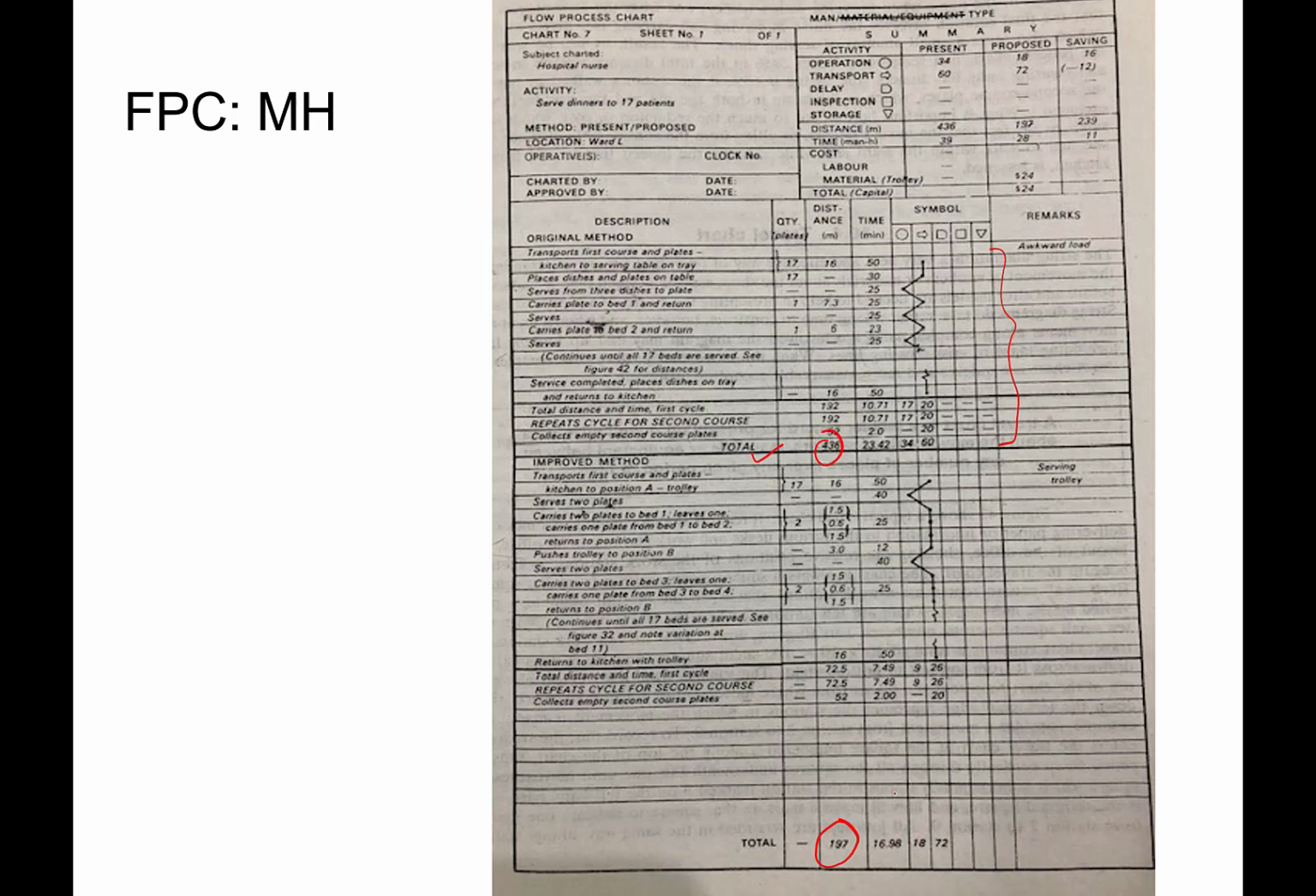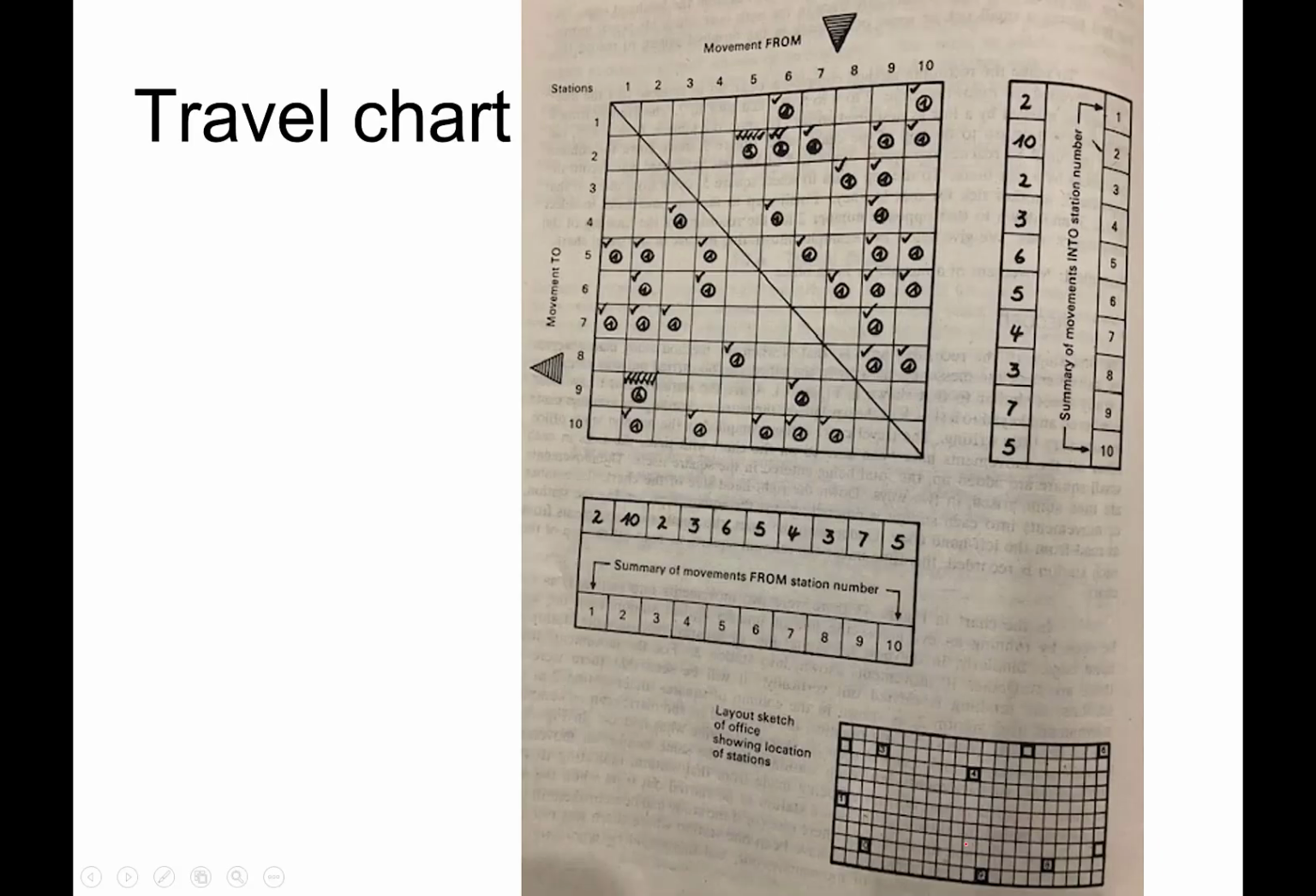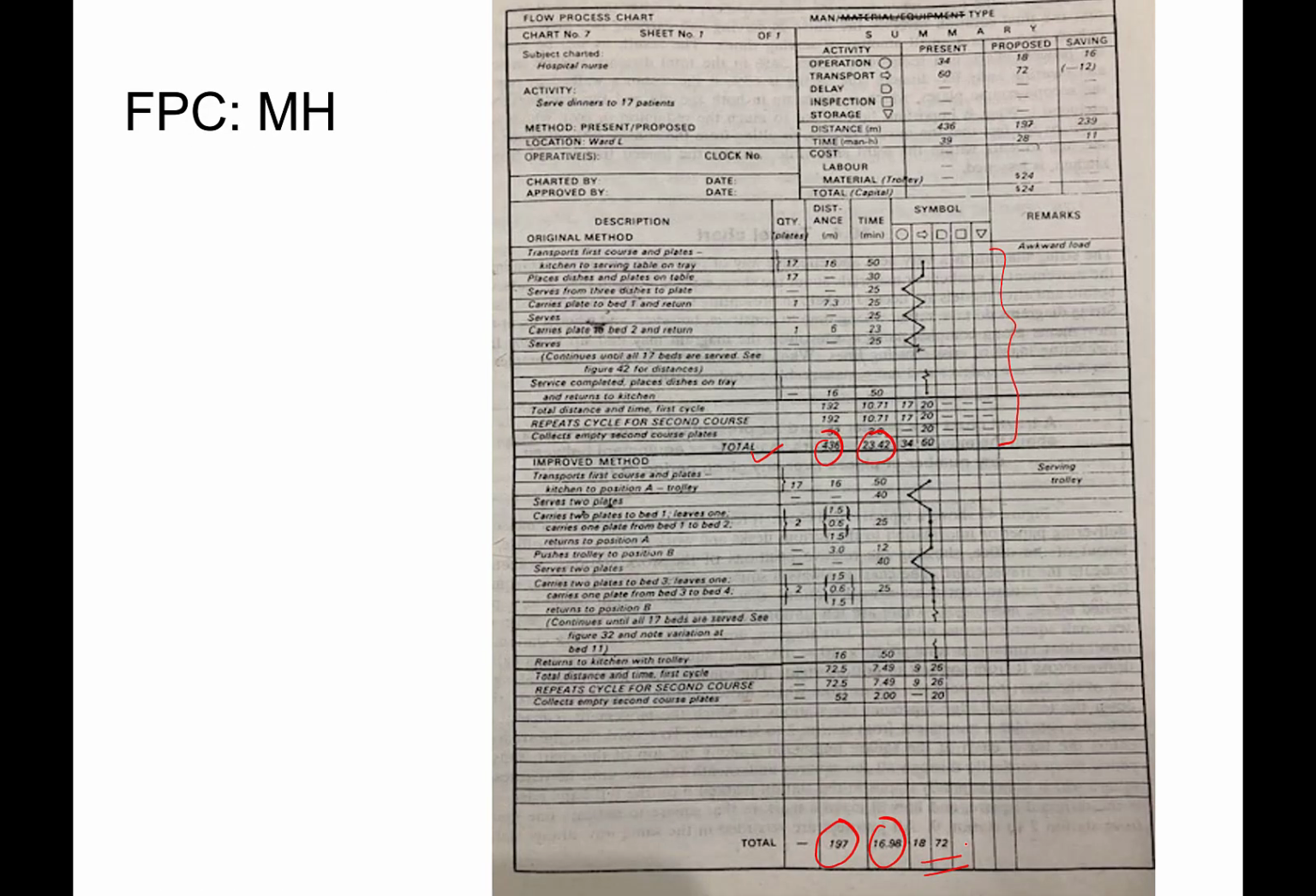the time reduced from 23.42 minutes to 16.96 minutes. Similarly, the number of operations also reduced, and the number of small distances traveled increased. So the number of transports was a little higher, but the actual distances traveled were reduced significantly. So this led to the significant improvement.